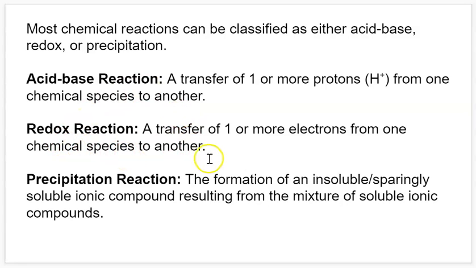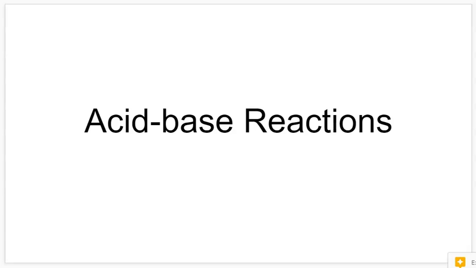Redox reactions are a transfer of one or more electrons from one species to another. Redox are by far the most common type of chemical reaction. And then a precipitation reaction is the formation of an insoluble or sparingly soluble ionic compound resulting from the mixture of soluble ionic compounds. So first we're going to talk about acid-base reactions.